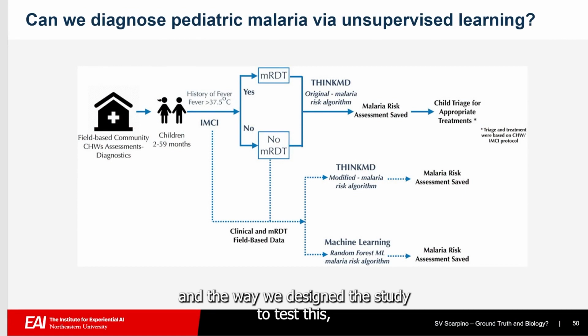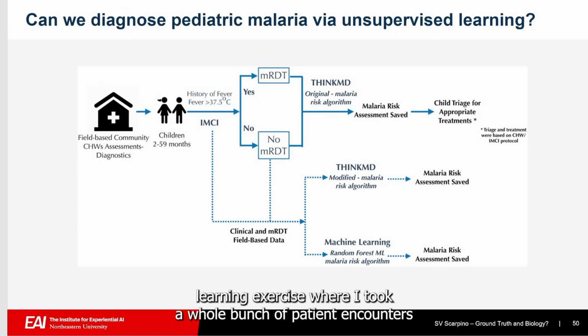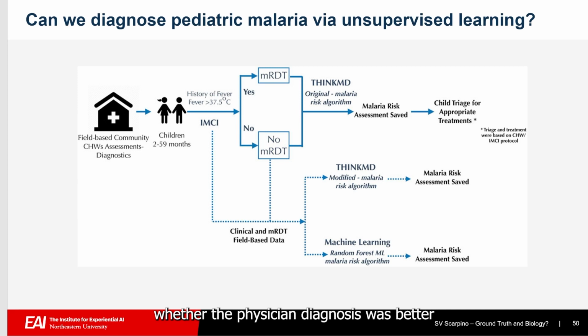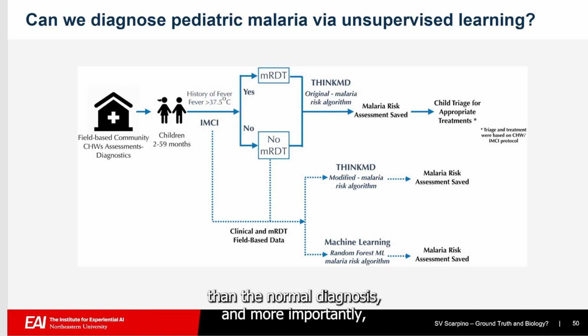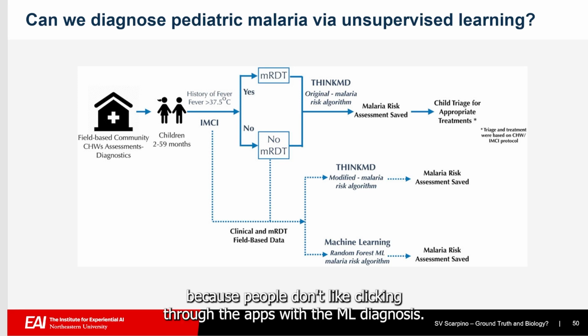The way we designed the study to test this, the actual experiment that we wanted to run, was we then did a supervised learning exercise where I took a whole bunch of patient encounters and trained a random forest model to try to predict malaria. So what we were doing is actually testing whether the physician diagnosis was better than the ML diagnosis, and more importantly, whether we could get to the same diagnosis with fewer questions, because people don't like clicking through the apps with the ML diagnosis.